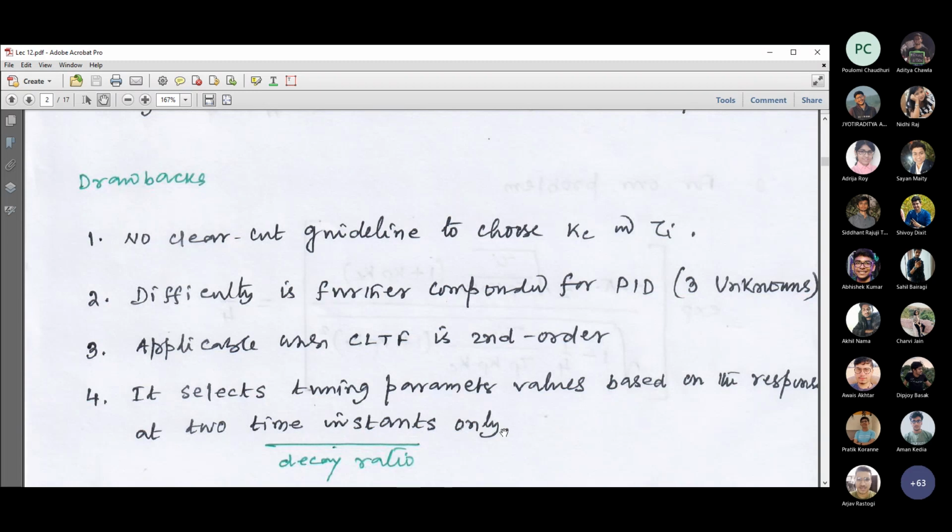I repeat, if you recall the plot for underdamped response Y versus T, from which we determined decay ratio, in that plot we are only considering the process response at 2 time instants. One corresponds to C, another corresponds to A, because our decay ratio is C by A. So we have the entire response available, but we are only considering 2 time instants. So yeah, its accuracy is questionable.